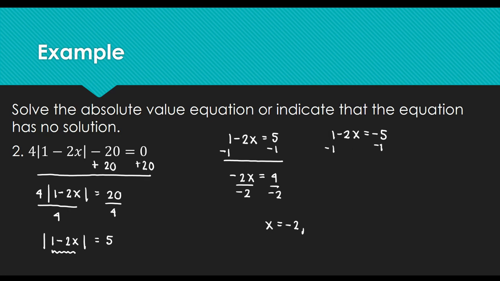Over here, same steps. I'll subtract 1. Negative 2x is going to equal negative 6. I'll divide by negative 2. And I get 3. So I know you probably won't, but both my answers from both these problems ended up being the same. Obviously, that's not always going to be the case, so just be very careful with your algebra.